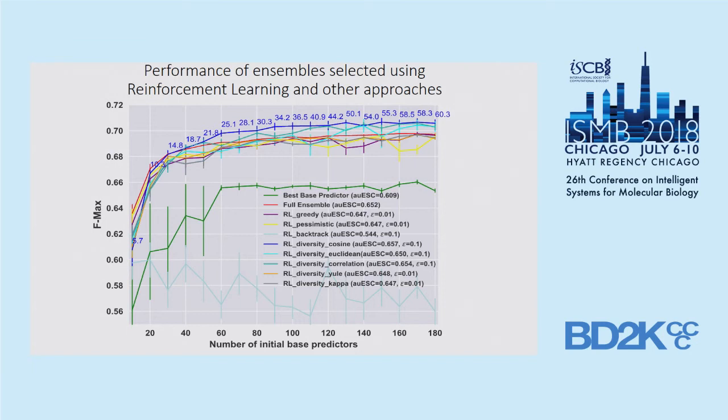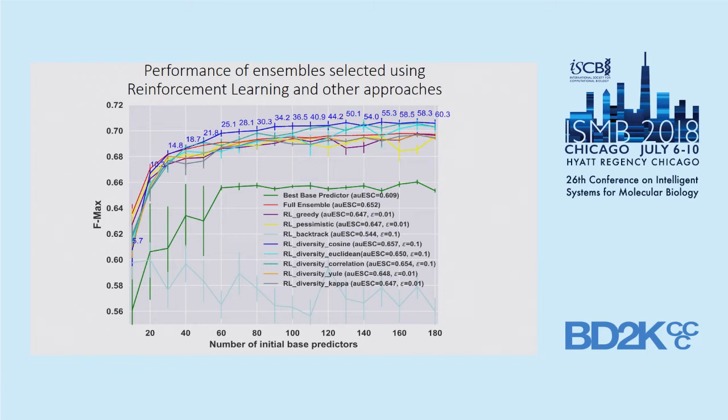So these are the results. On the x-axis, we have the number of base predictors at each experiment that the agent is selecting from, right? So for example, if you look at 80 over there, that means that the agent for this experiment has 80 models or base predictors that it can select into an ensemble. So we do this increasingly to see how the performance varies with an increasing number of models.